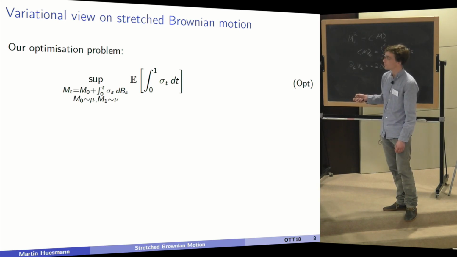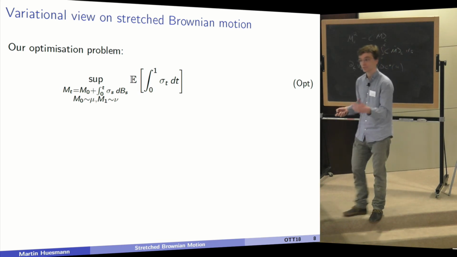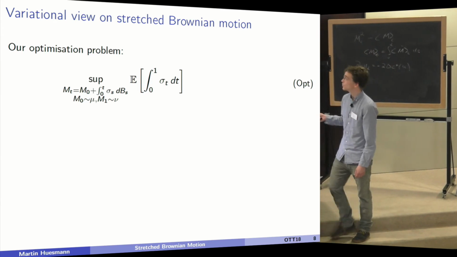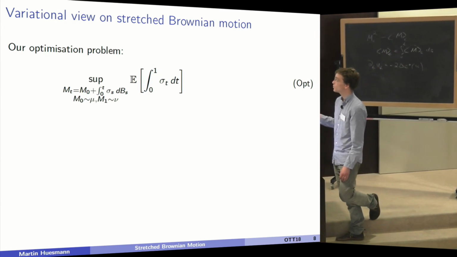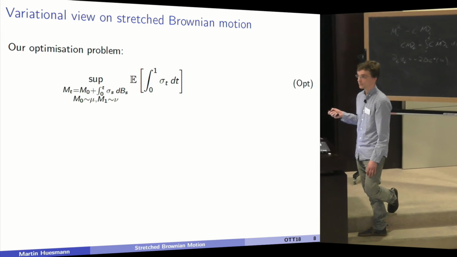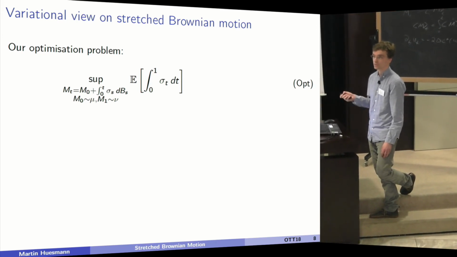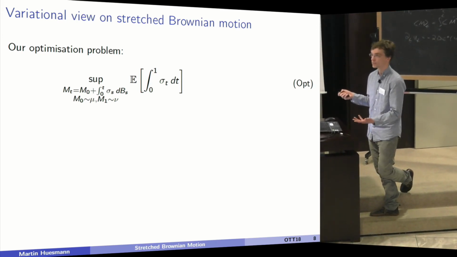Now if you have this martingale, then the quadratic variation of this martingale is sigma squared. The square root of sigma squared is sigma. So what you need to do is take the supremum over sigma here. If you look in higher dimensions, instead of sigma you have a trace of sigma, so this is a matrix.